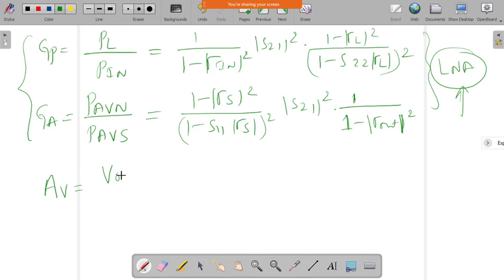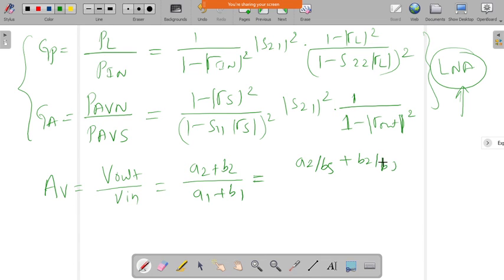So this will be nothing but output voltage divided by input voltage, right? So in general, from the network point of view, in terms of the signal flow graph, V out by V in we can write as (A2 plus B2) divided by (A1 plus B1). And in terms of the source reflection, we will write it as A2 by Bs plus B2 by Bs, and similarly A1 by Bs plus B1 by Bs.